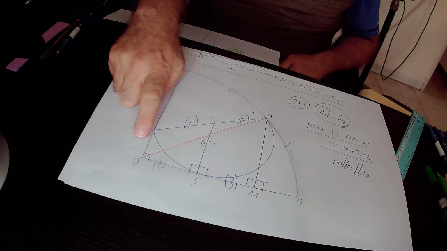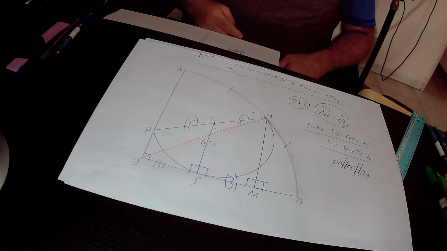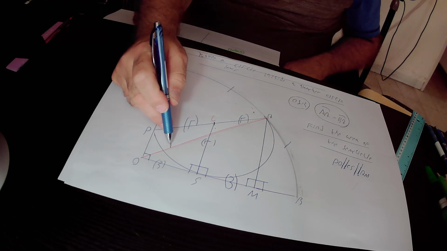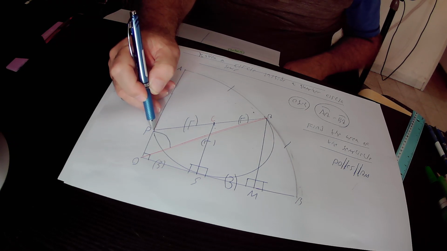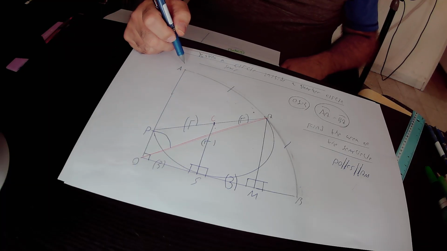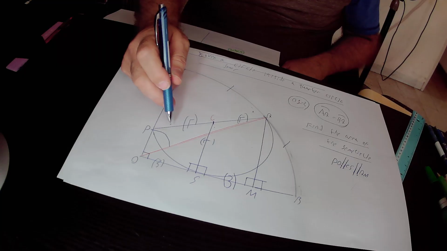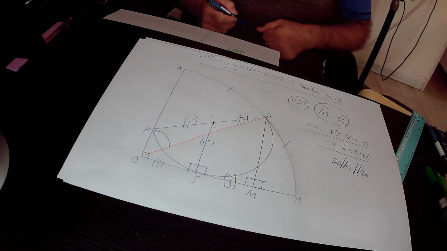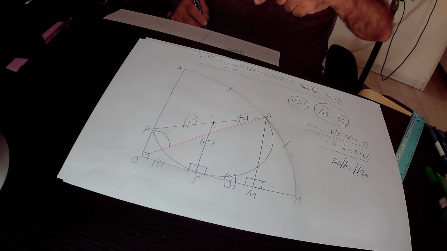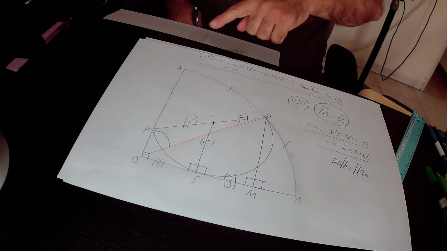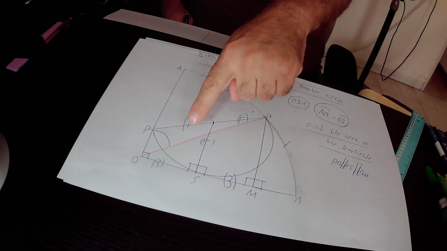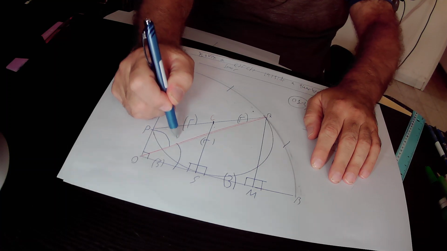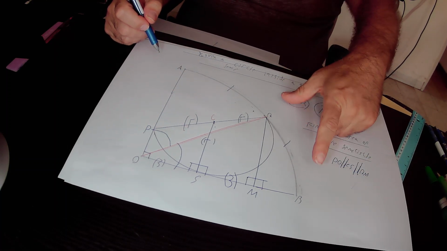Point O is the center of the quarter circle, and therefore angle AOQ, this angle, is the center angle, because the vertex of angle AOQ is located at point O, and therefore it is a center angle. Point O, that is the center of the quarter circle. Center angle AOQ subtends arc AQ. Likewise, this is center angle QOB. It subtends arc QB.